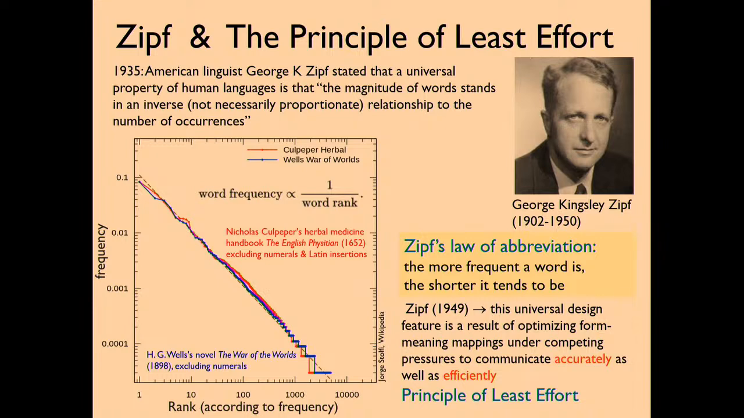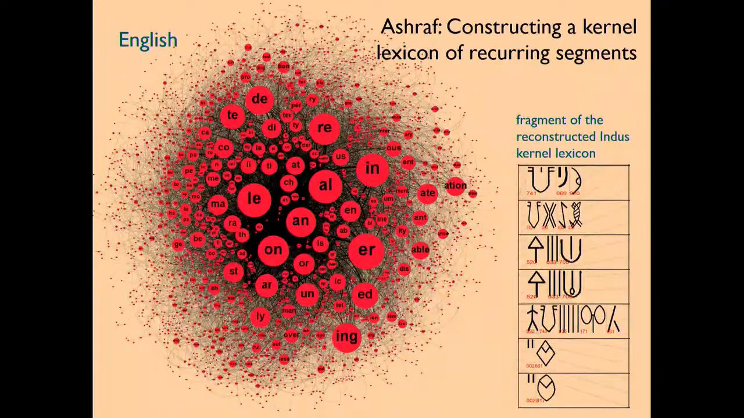So this is very much like Morse code, where the most frequently used letter has the shortest representation, a dot or a dash, and the least frequently used letter has a very long representation. And he argued that this is because of a competing pressure of communicating accurately, that is, you want your information to be robustly transmitted, but also at the same time efficiently. So you want to have it as short as possible. This he called the principle of least effort. Now, this is basically what Ashraf will be talking about.